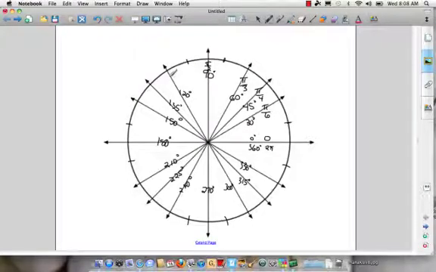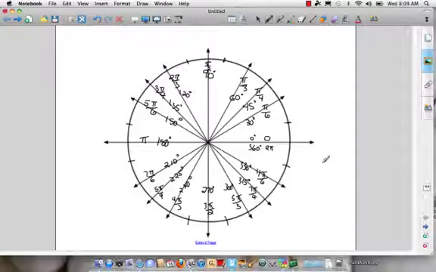Then 7 pi over 12, 8 pi over 12, well 8 twelfths is 2/3, 9 twelfths is 3/4, 10 twelfths is 5/6, and then 11 twelfths, and then 12 twelfths is 1 whole, 13 twelfths, 14 twelfths reduces to 7/6, 15 twelfths reduces to 5/4, 16 twelfths reduces to 4/3, 17 twelfths, 18 twelfths reduces to 3/2, 19 twelfths, 20 twelfths is 5/3, 21 twelfths is 7/4, 22 twelfths is 11/6. Alright, so there's all your radian measures.